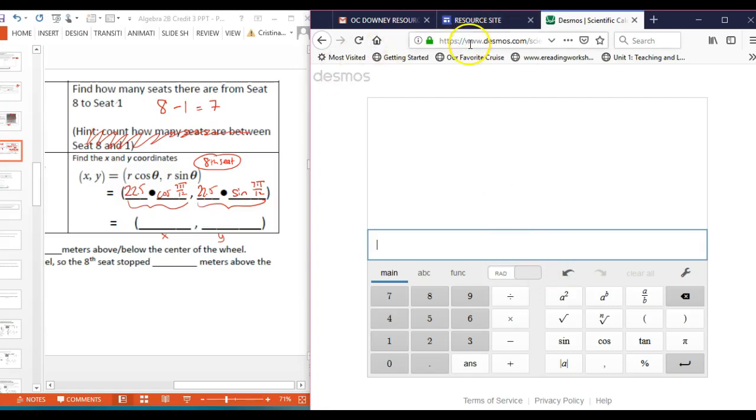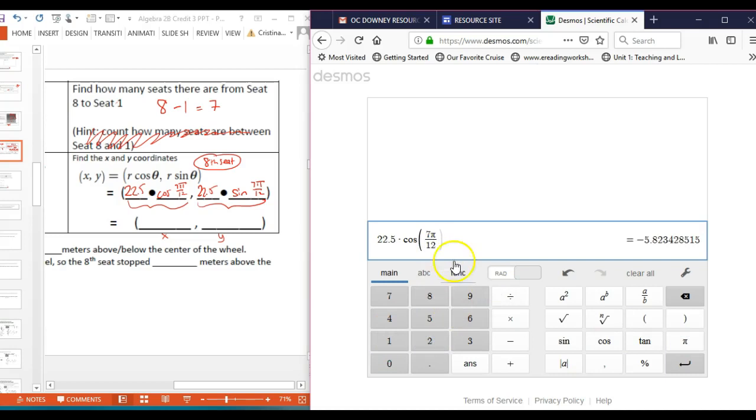Alright, again I'm going to use my Desmos calculator. Make sure it's in radians, just so you know. We're going to multiply 22.5 times the cosine of the fraction 7 pi over 12. And that's about negative 5.8.